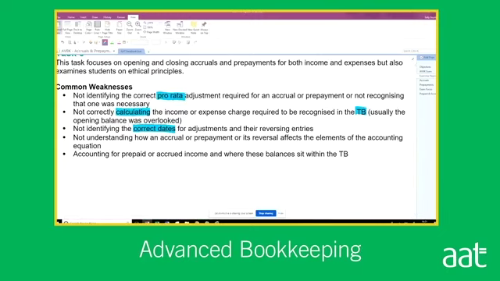Not understanding how accrual or prepayments or its reversal affects the elements of the accounting equation. So I know the student posted something on Facebook about how things happen. So at the end, I'll just write a quick thing where, if we've got an accrual, that's obviously increasing liabilities. What's the effect on profit? That then affects capital. So I certainly will go through that at the end. And then finally, where does prepaid or accrued income sit within the TB? So hopefully, by these common weaknesses, I will answer these as I work through the tasks. So let's start with accruals first of all.